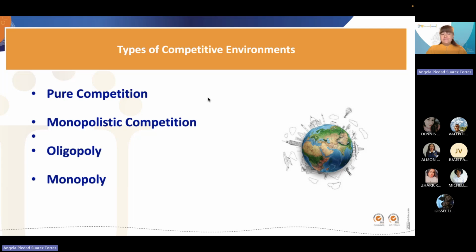And the last type of environment is monopoly. I think that all of you have a clear idea what the difference is between oligopoly and monopoly. In the case of monopoly, it's a single firm that dominates the whole market with no close substitutes, often due to legal barriers or exclusive resources. In the case of international business, monopolies are rare, but may exist in regulated sectors like utilities, state-owned energy providers, or patented technologies.